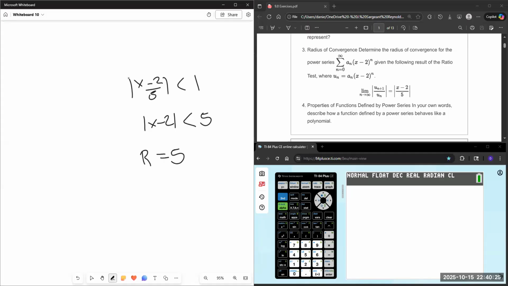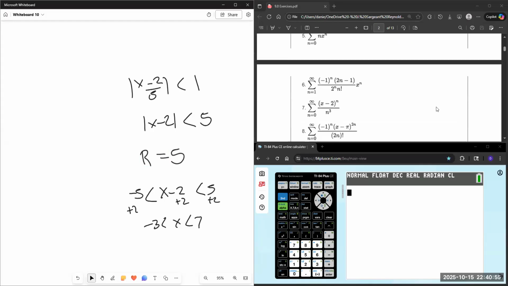convergence. The interval of convergence, they didn't ask me for that yet, but would be x minus 2 is between -5 and 5, and then I'd add 2 to everything to say that my interval of convergence is between -3 and 7, and then I'd have to test the endpoints in the function to see if I would have absolute or conditional convergence at the endpoints. So we'll be doing that here in just a little bit.